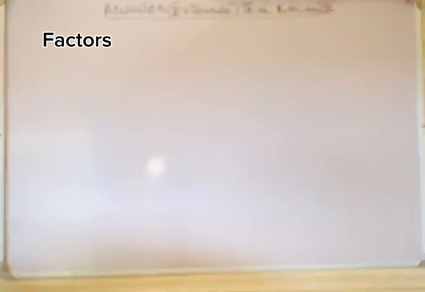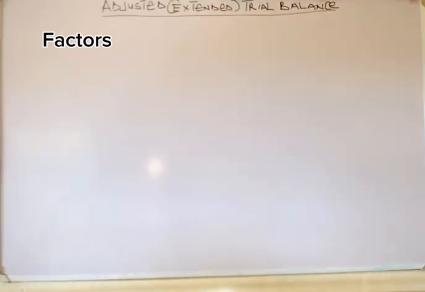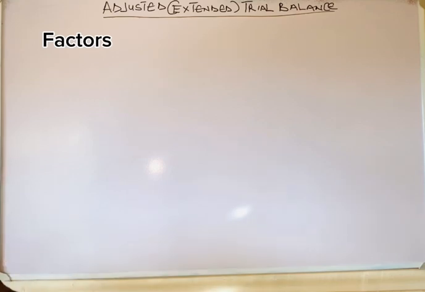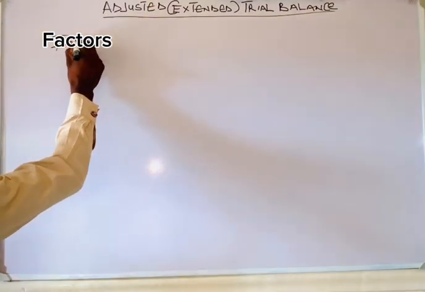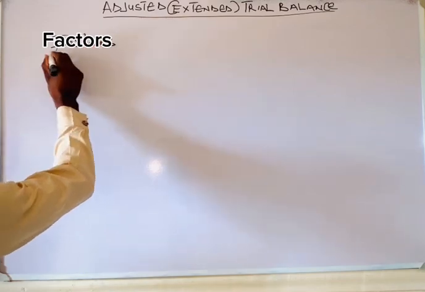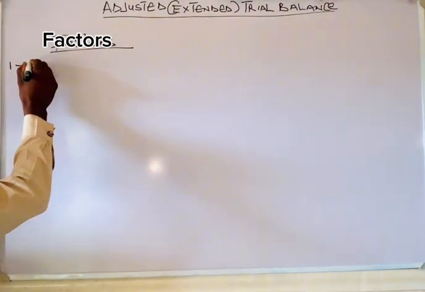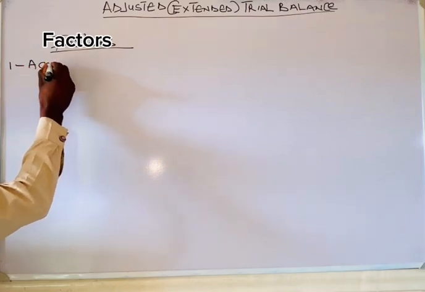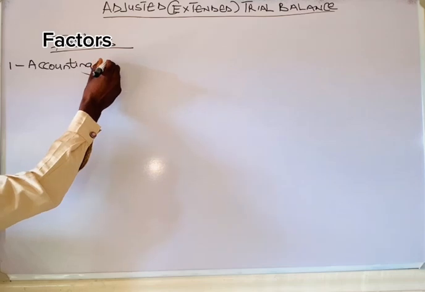Before adjustment, there are factors that we need to consider. And these factors will help us to prepare or adjust our trial balance in a simpler way. So these factors are: 1. The accounting entries.